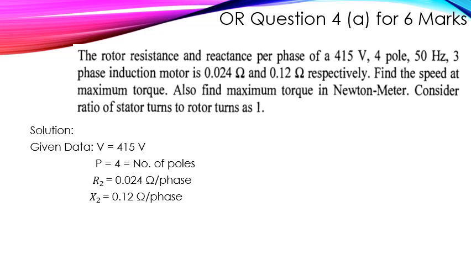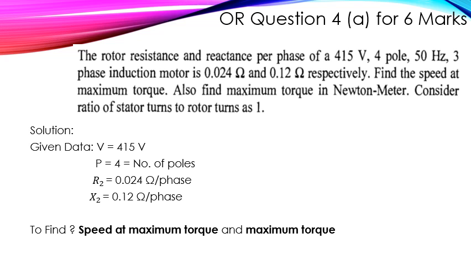That's why R2 here indicates rotor resistance and X2 indicates rotor reactance, and both are per phase values because this is a 3-phase induction motor. Then what we have to determine here: speed at maximum torque and maximum torque.